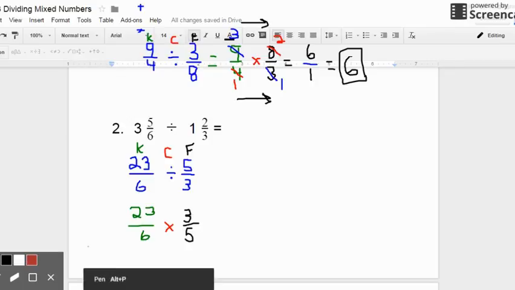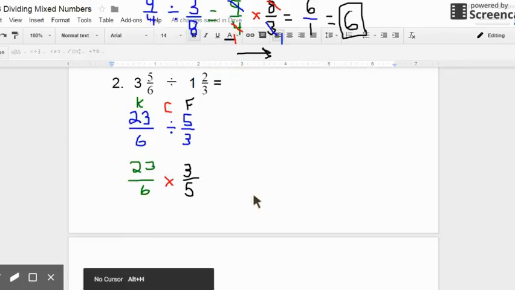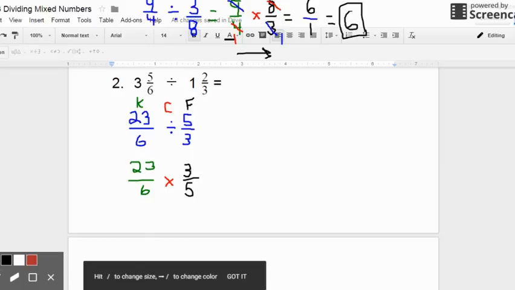Now, if you want to use method 2 of multiplying fractions, scroll down a little bit, you could cross-cancel the 6 and the 3. But like I said before, I'm not going to do that on this one. I'm going to use method 1 just to show you it still works. So we're going to multiply across the top and multiply across the bottom.